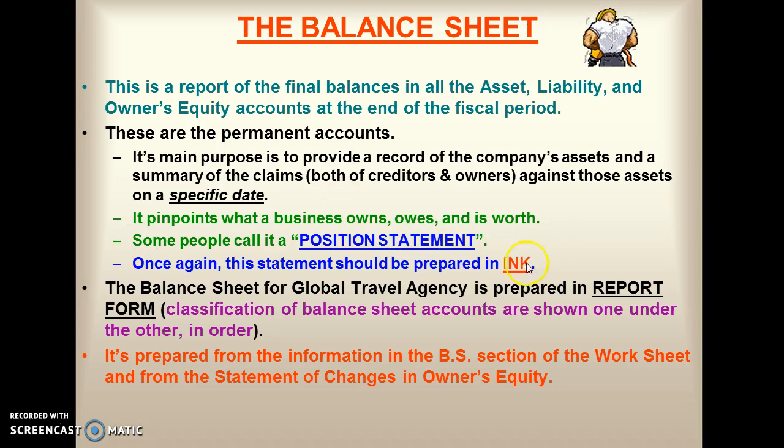And once all these statements are done in ink, one of the words that you'll see is that the balance sheet is prepared in report form, which means that the classifications are shown one under the other in order. You have your assets, then your liabilities, then your owner equity account. You take the information from the balance sheet section of the worksheet and from the statement of changes in owner's equity.